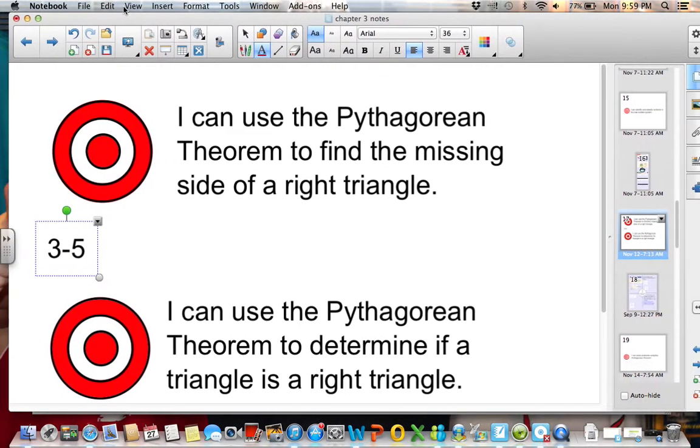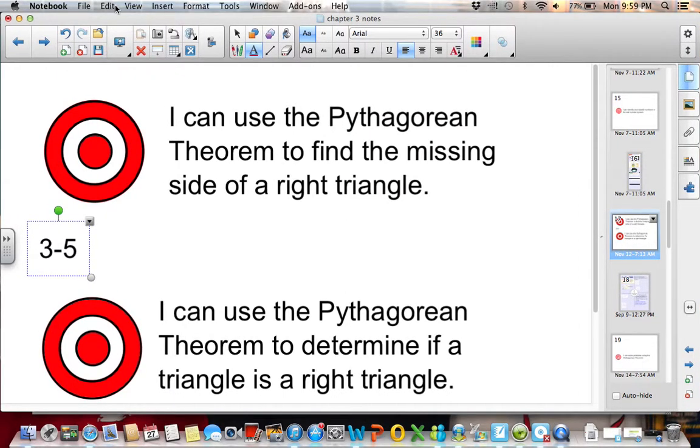Hello, 7th graders. We are on lesson 3.5, using the Pythagorean theorem to find the missing side of a right triangle and using the Pythagorean theorem to determine if a triangle is a right triangle. Lesson 3.5 starts on page 162 in your textbook, and make sure you have your vocabulary sheet out as well as your notebook and ready to take some notes.